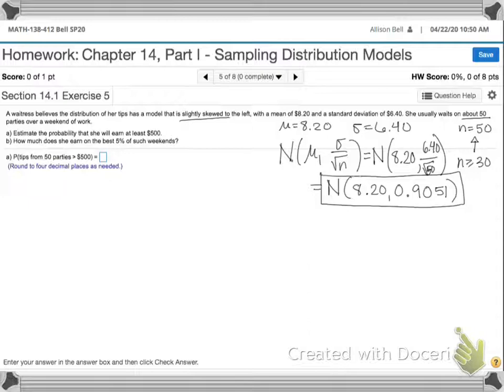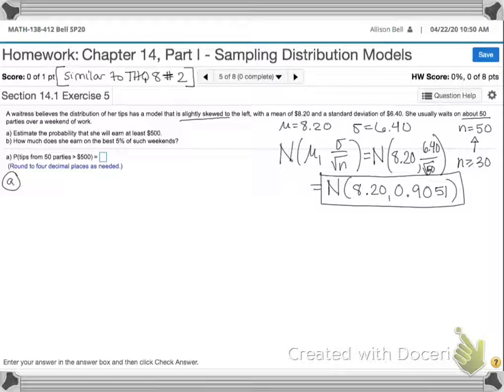We're going to use this normal model to solve both parts A and B because they both refer to weekends when she's got 50 parties. So we're going to say for part A, this is very similar to take-home quiz 8, number 2. However, over the years, I have edited the language in Take Home Quiz 8, number 2 to be a little bit easier for people to compute. So that's why this is a little bit more challenging.